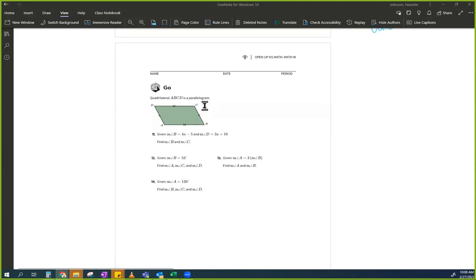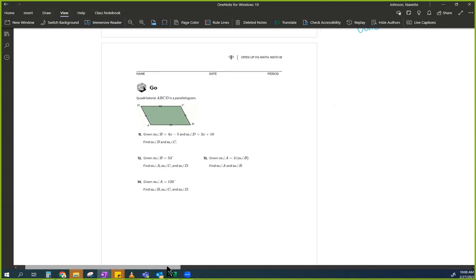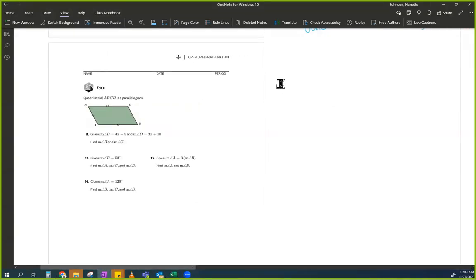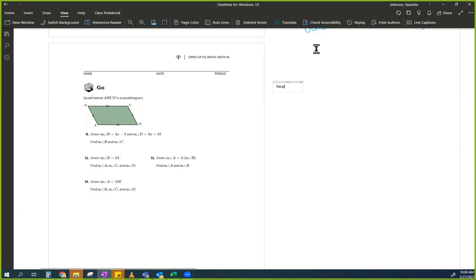So in a parallelogram, you get all of these properties, and those properties are going to help you solve these problems here. I'm going to go over these properties really quick, just so you have them in your head. Parallelogram properties. Let me make this a tad bit bigger.